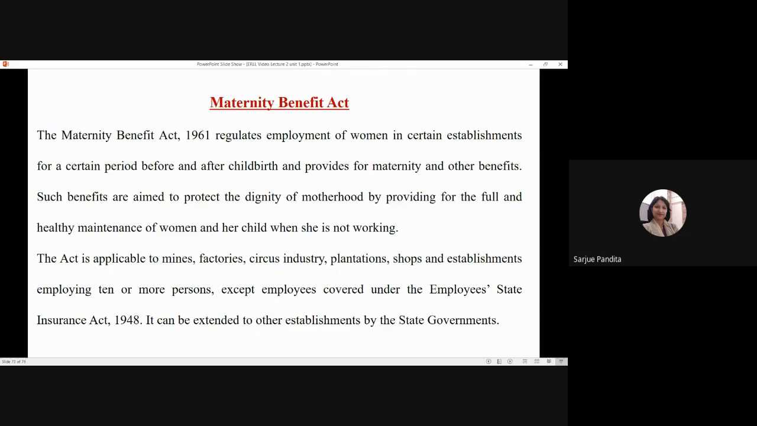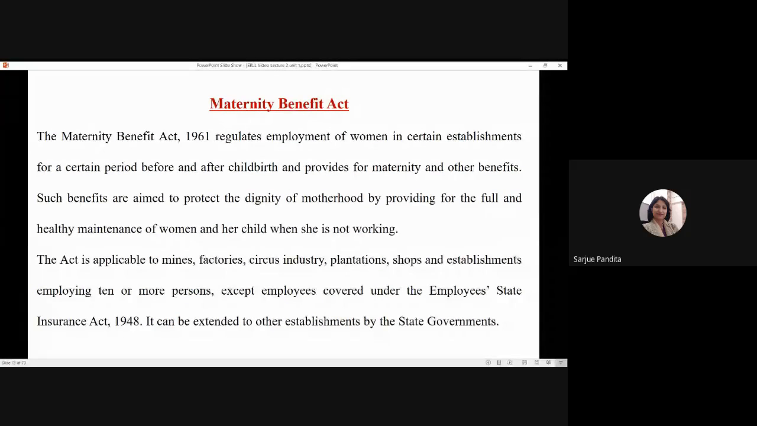The act is applicable to mines, factories, circus industry, plantations, shops, and establishments employing 20 or more persons, except employees covered under the Employees State Insurance Act. Employees who are covered by the State Insurance Act will not be covered by this particular act. It can be extended to other establishments by the state government.